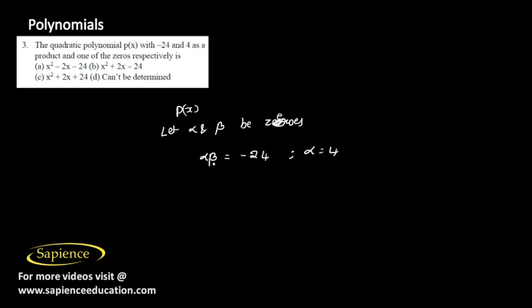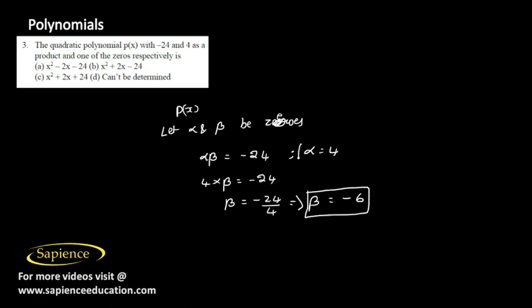Now we can substitute the value of alpha here so that we can get the value of beta. So 4 into beta is equal to -24. That means beta should be equal to -24 by 4, that gives beta is equal to -6. So we have alpha and we have beta. We can find the value of alpha plus beta. Alpha plus beta is equal to 4 plus -6, that is 4 minus 6. Alpha plus beta is -2.